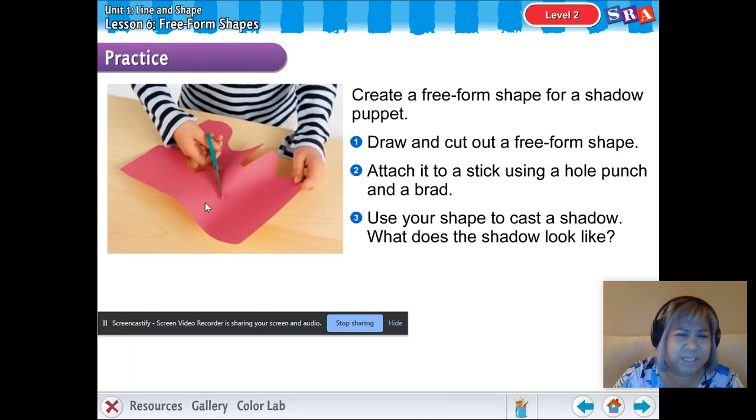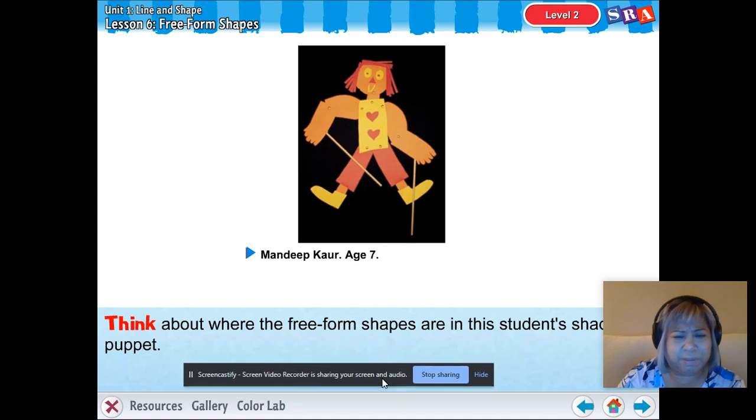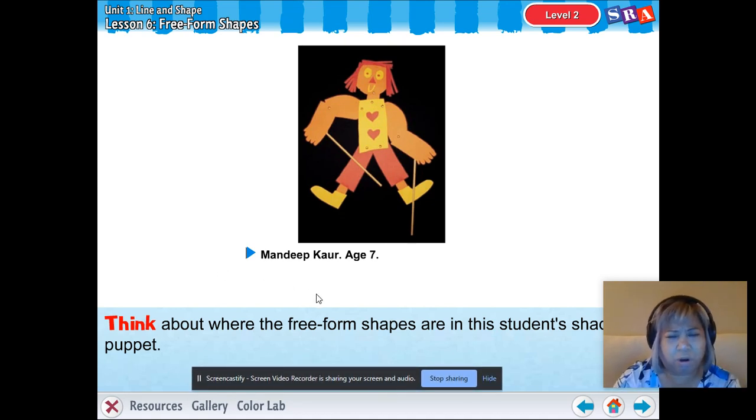Okay, that is just an example. You can make any shape that you want to. Cut it out. It kind of looks like this one. This one is a puppet that a little Mandeep Kaur, 7 years old, made. He just glued it down to a piece of paper, but he put little sticks on the hands, and it kind of looks like a puppet. It looks like a scarecrow.